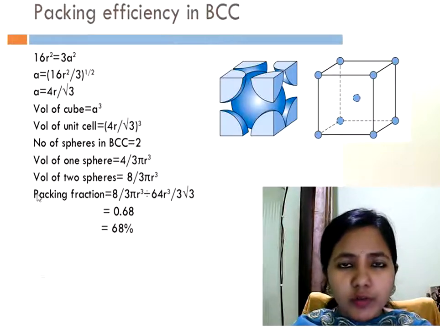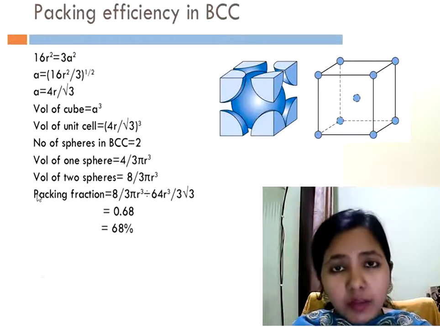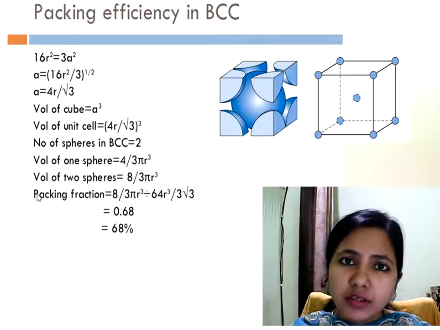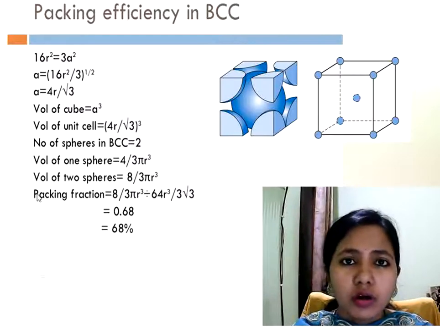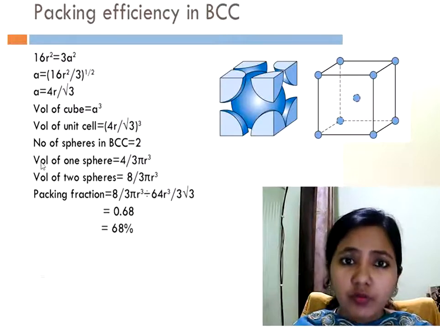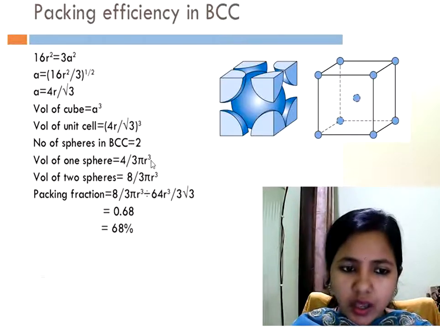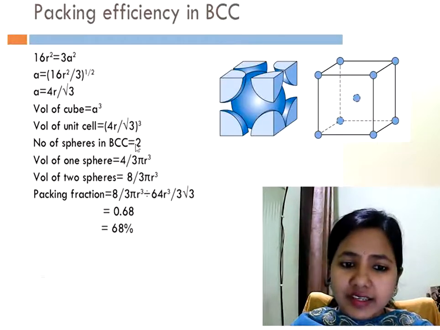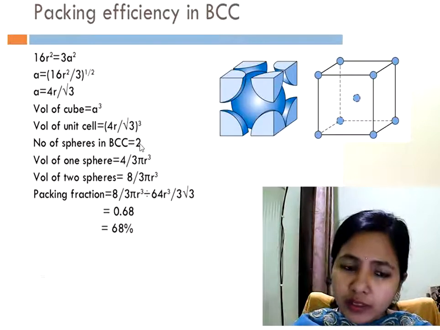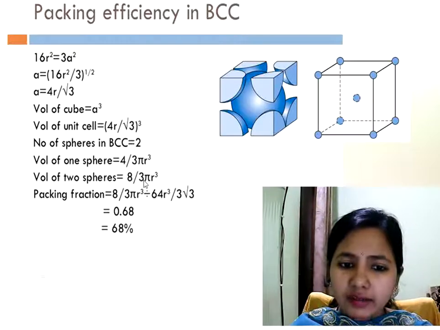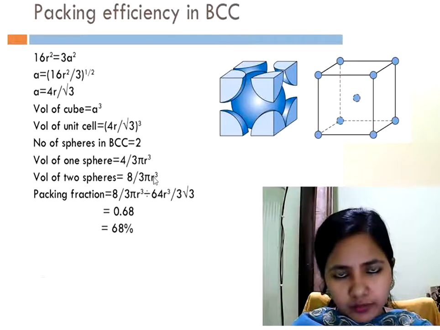What is the formula for packing efficiency? Number of atoms in a unit cell into volume of one atom, upon volume of the unit cell. So what is the volume of one atom? It is 4 by 3 pi r cube, okay. And now in BCC there are 2 atoms, so we have to multiply 2 with this 4 by 3 pi r cube. We will get 8 by 3 pi r cube, right?